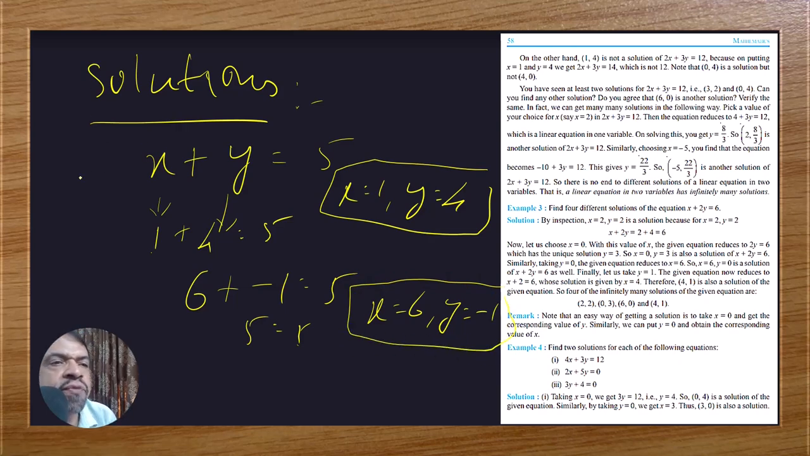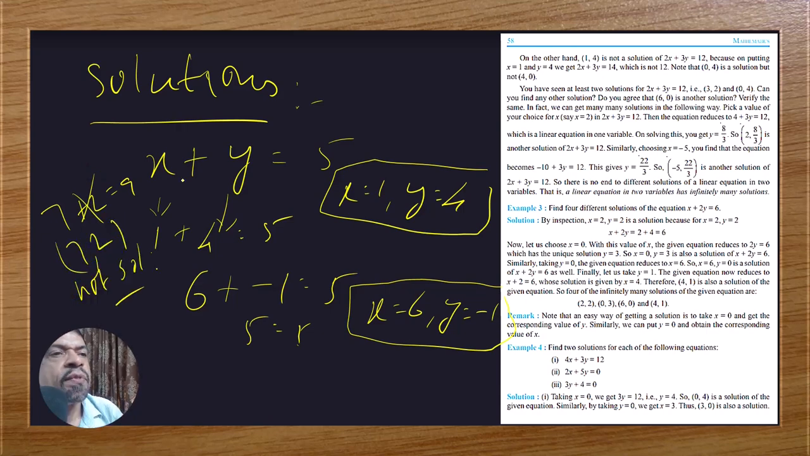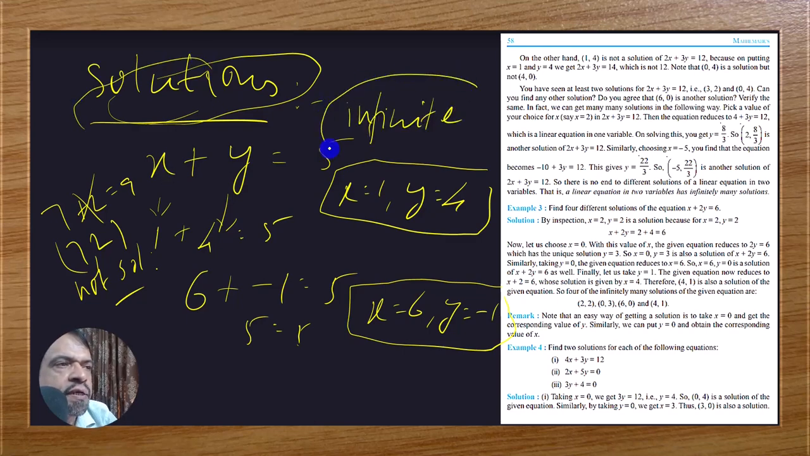But on the other hand, if I put here 7 and y is equal to 2, it is coming 9. So it is not satisfying. 7 and 2 are not a solution. The values of x and y which satisfy the equation are called solutions. And how many solutions are possible for one equation? Infinite. You remember there are infinitely many solutions which can satisfy a linear equation in two variables.